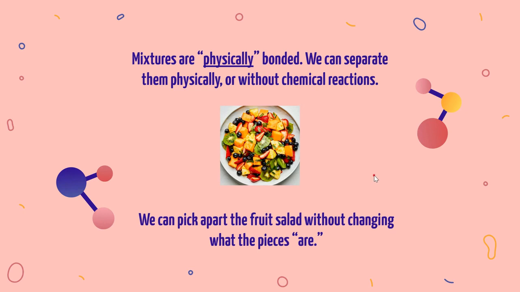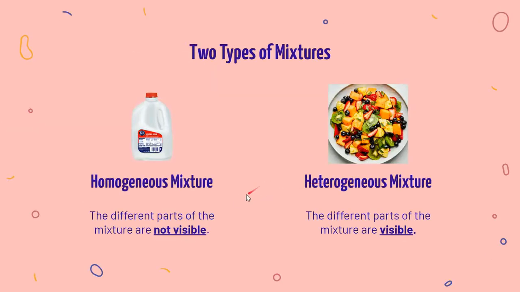And we have two different types of mixtures. First, on our left, we have homogeneous mixtures. These are mixtures where the different parts are not visible. There are multiple ingredients, but we can't see the difference. Basically, the differences are too small for our eyes to really see. Heterogeneous mixtures are any mixtures where I can literally see the different parts, such as my fruit salad on the right.